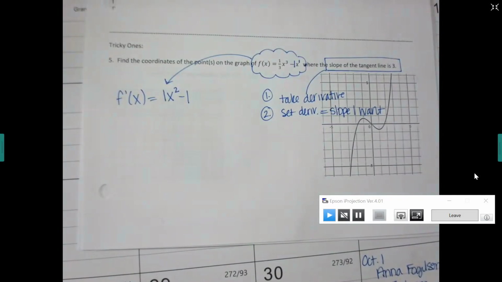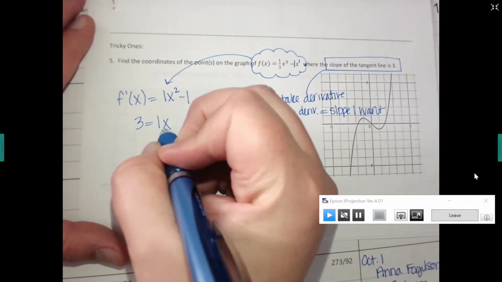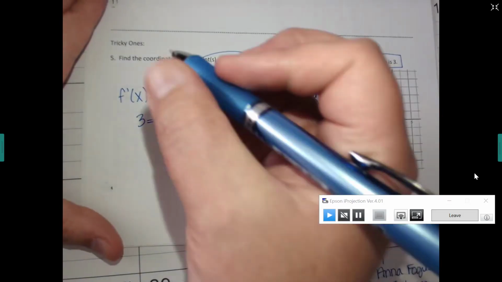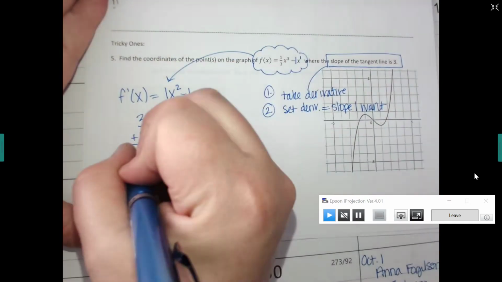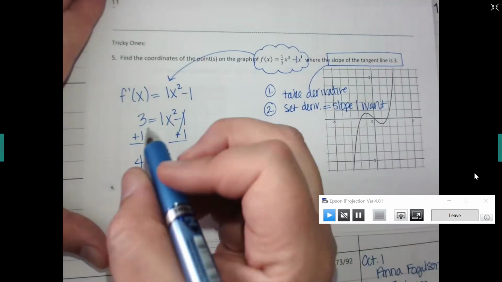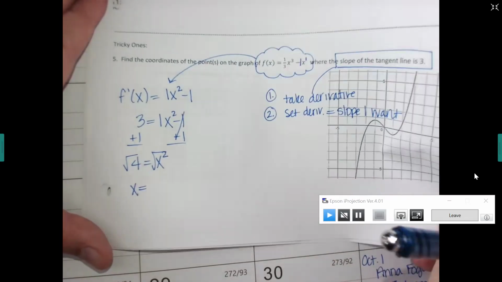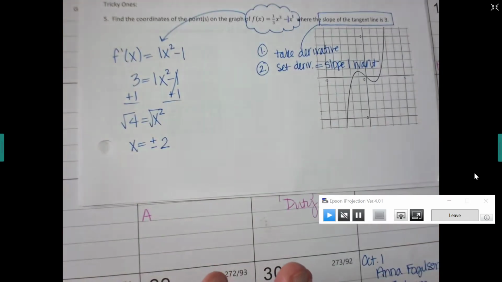Okay, then that's the slope anywhere, but I want the slope to equal 3. So I have 1x squared minus 1, and I need that equal to 3, and then we're just going to solve that. So my minus 1, I would undo that with a plus 1. 3 plus 1 is 4. And if 4 is x squared, then take the square root on both sides, and what is my answer going to be? Plus or minus 2. Because remember, when you take a square root, technically you should still be getting 2 separate answers.